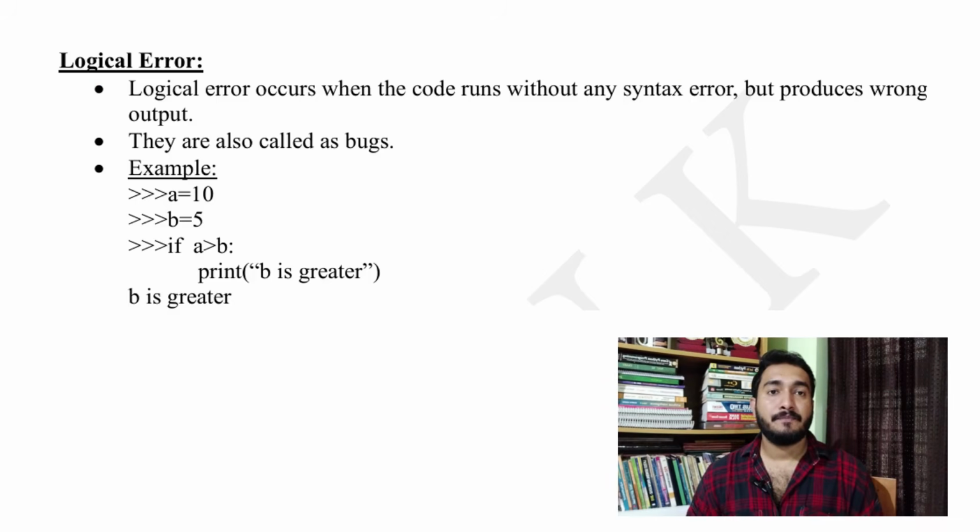Now let's see the textbook definition of logical error. The logical error occurs when the code runs without any syntax error but produces wrong output. They're also called bugs. If your relatives or friends are working in IT companies, you might have heard this word bugs. Bugs are nothing but logical errors mainly. Have you heard about the word debugging? Finding and correcting the bug is actually called debugging.